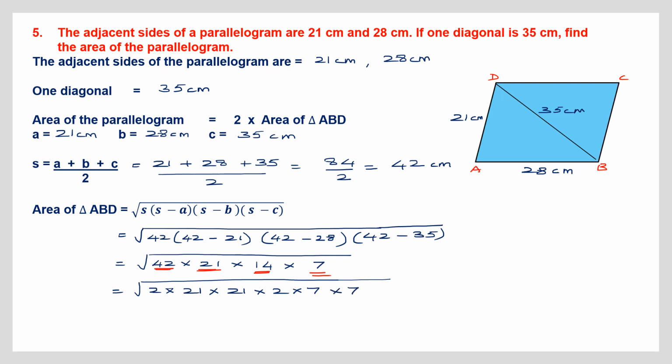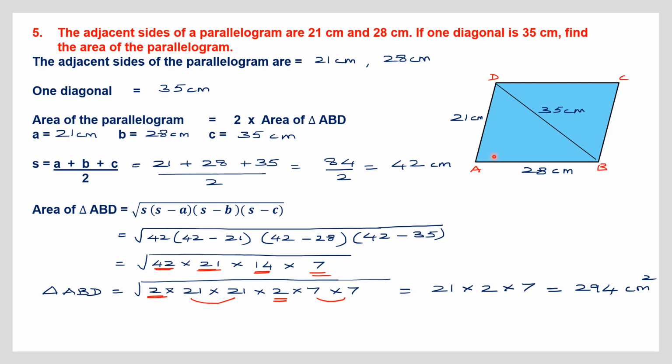Now we pair up. Here we have two 21s, so I can write 21 when I'm taking the square root. Then I have two 2s, I have one 2 here and one 2 here, so I can take just one 2. And I have two 7s here, I can take one 7 from that into 7. Now when I multiply this, I get 294. Now this is the area of triangle ABD. Triangle ABD, the area is 294 centimeter square.